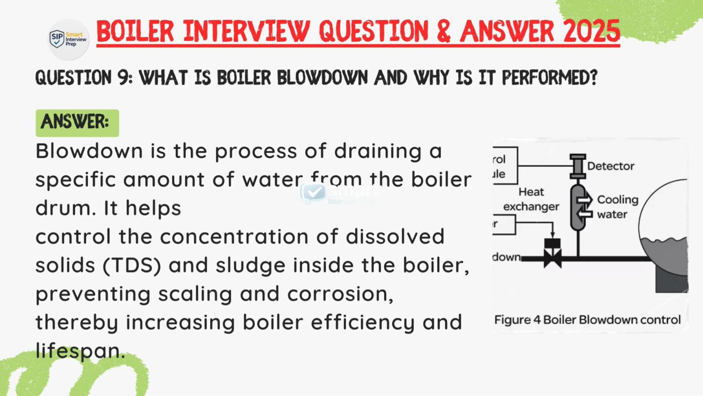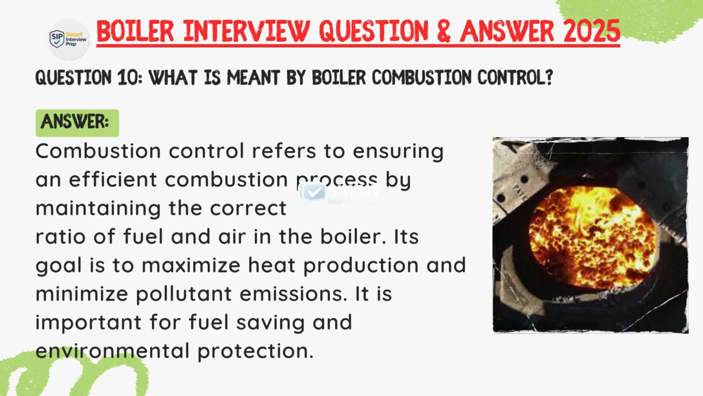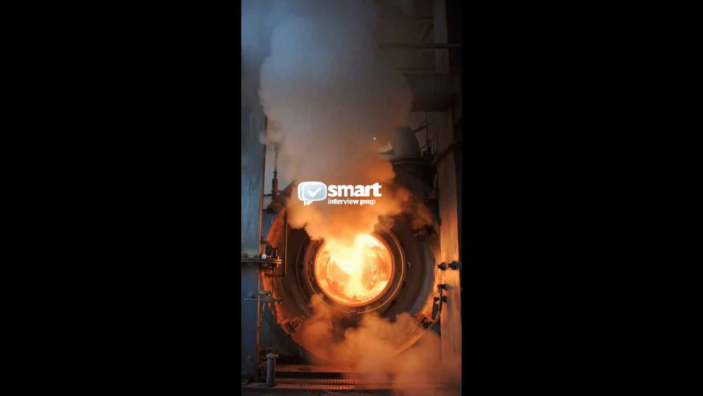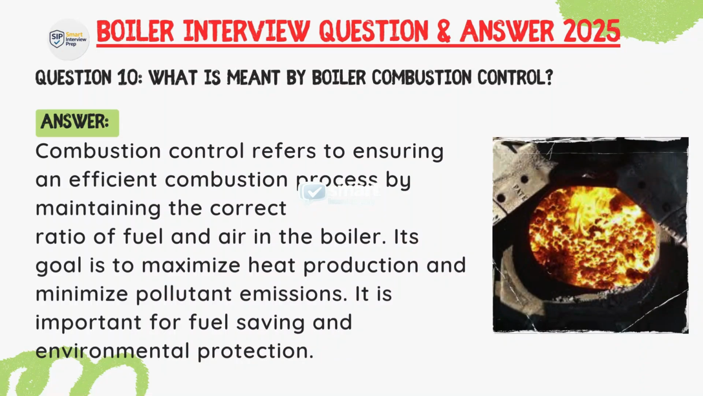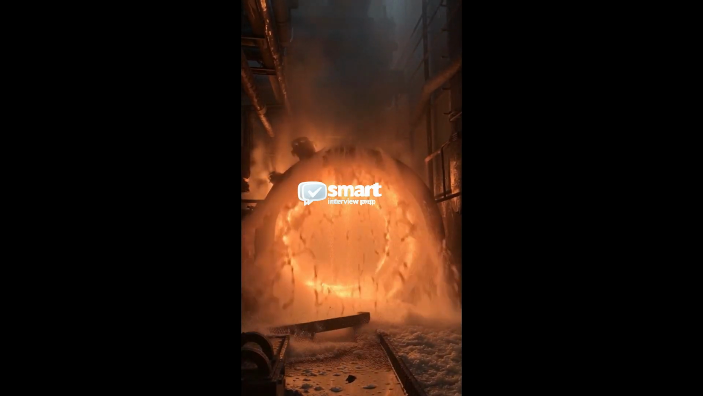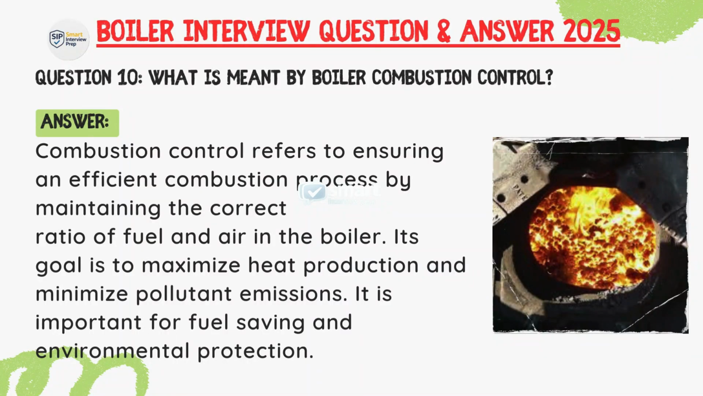Question: what is meant by boiler combustion control? Answer: combustion control refers to ensuring an efficient combustion process by maintaining the correct ratio of fuel and air in the boiler. Its goal is to maximize heat production and minimize pollutant emission. It is important for fuel saving and environment protection.